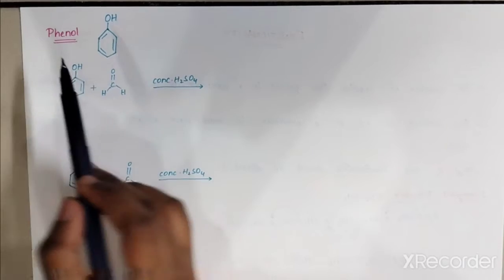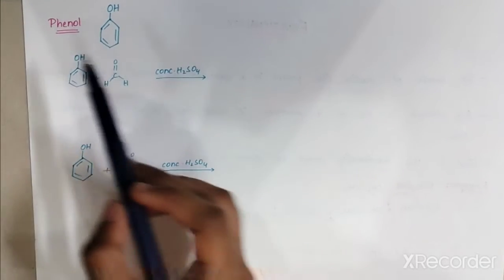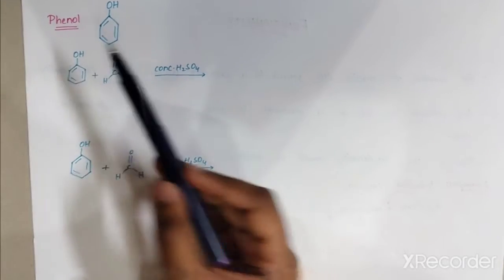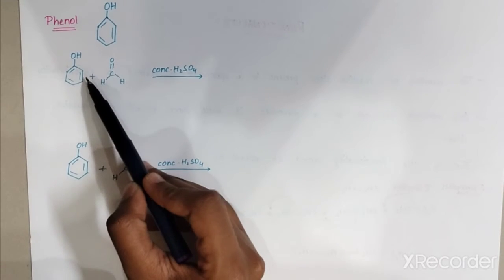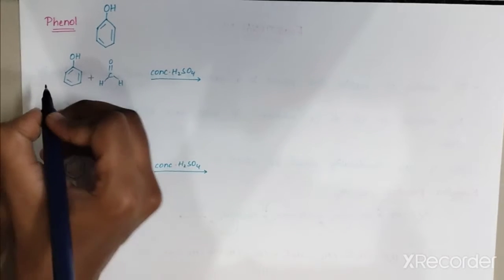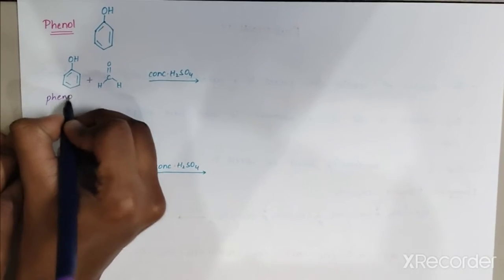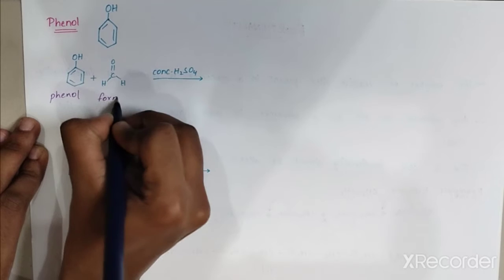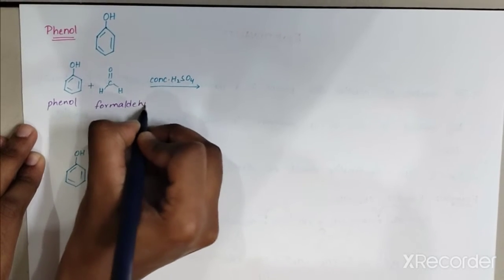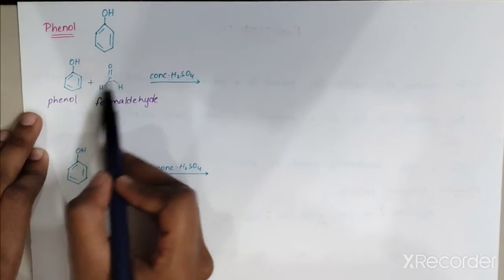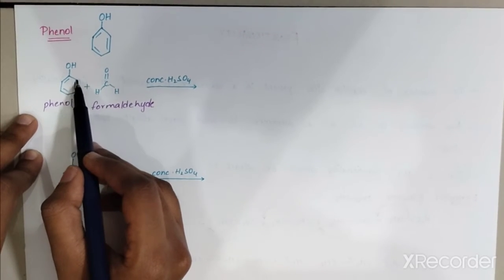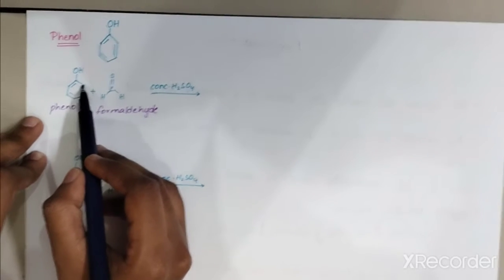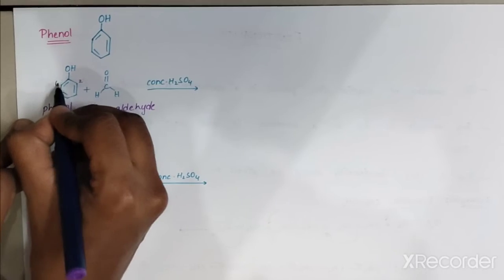Now we'll see another example, that is phenol. Phenol's functionality can be 2 or 3. In the first case, phenol's functionality is 2. We'll see how the functionality of phenol is 2. This is the structure of phenol and this is the structure of formaldehyde. Here the formaldehyde will be placed only at the ortho positions of the phenol. The ortho positions of the phenol are 2 and 6.